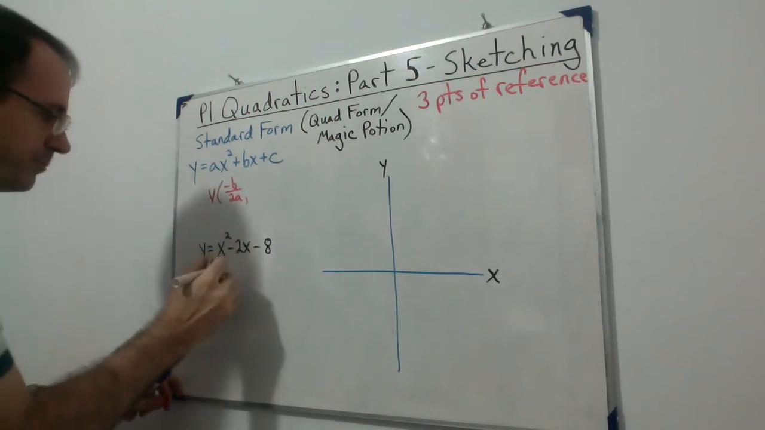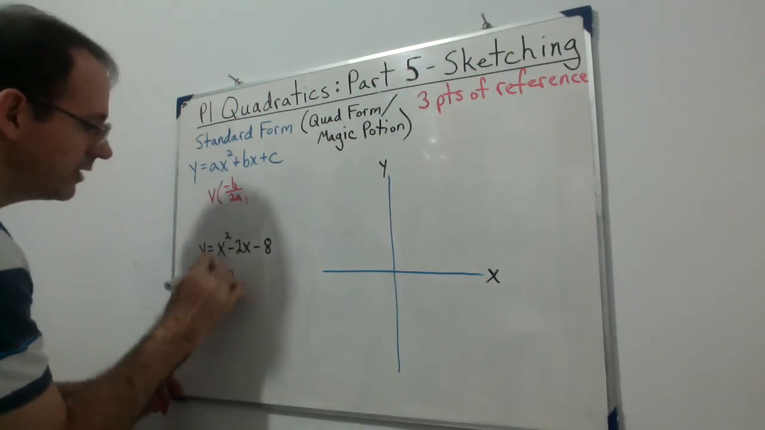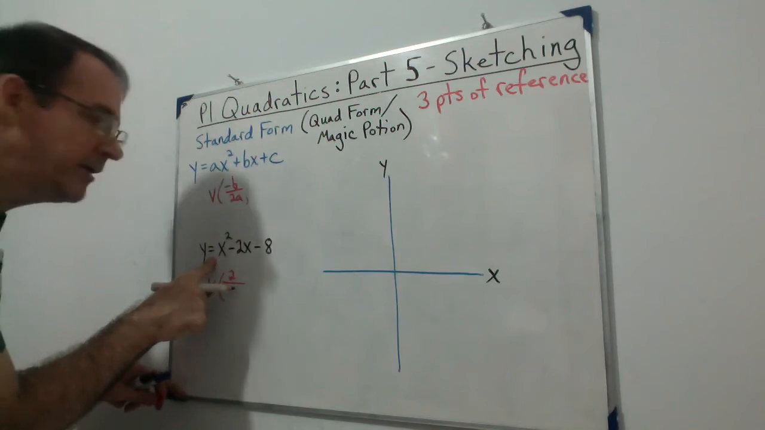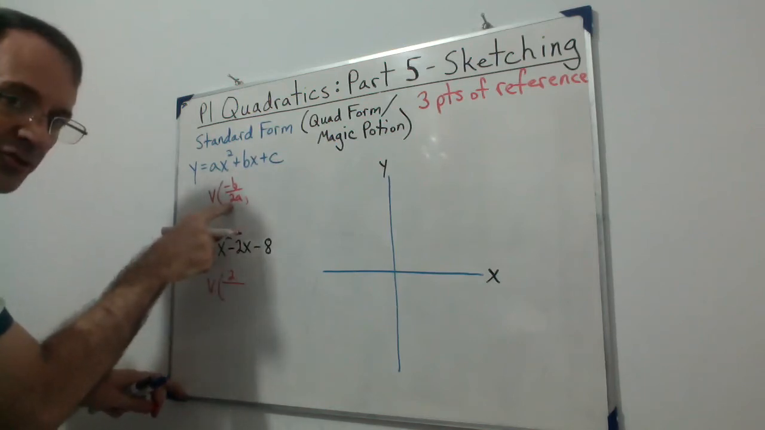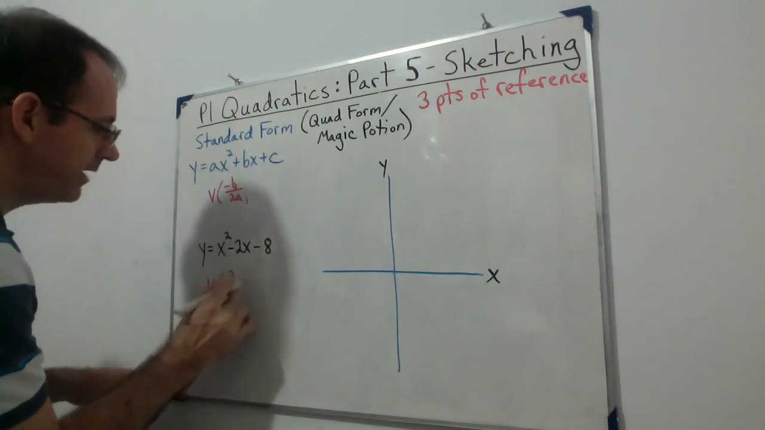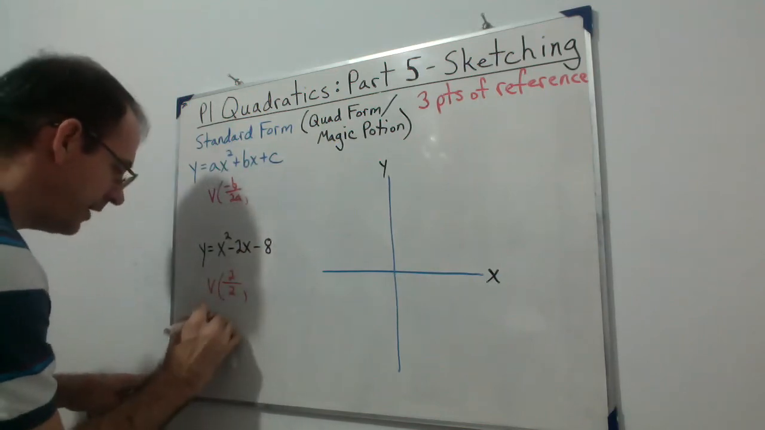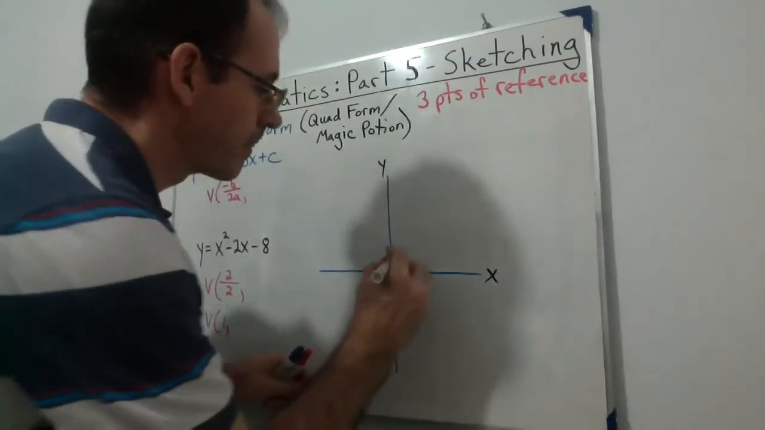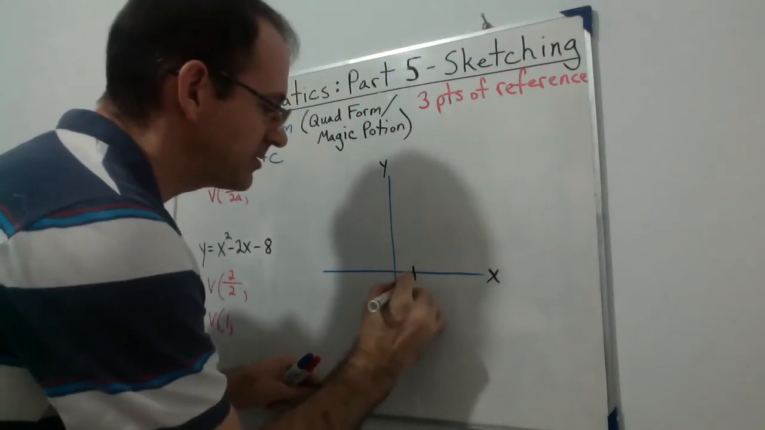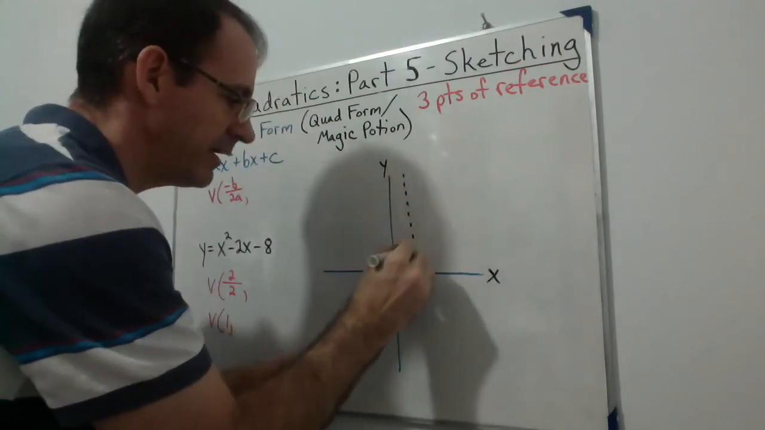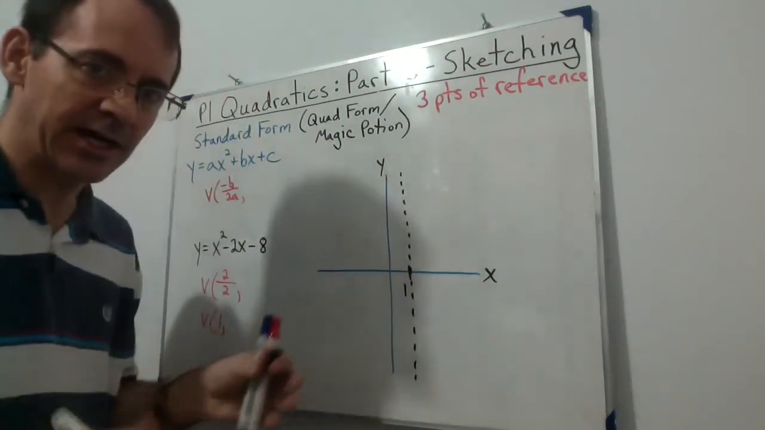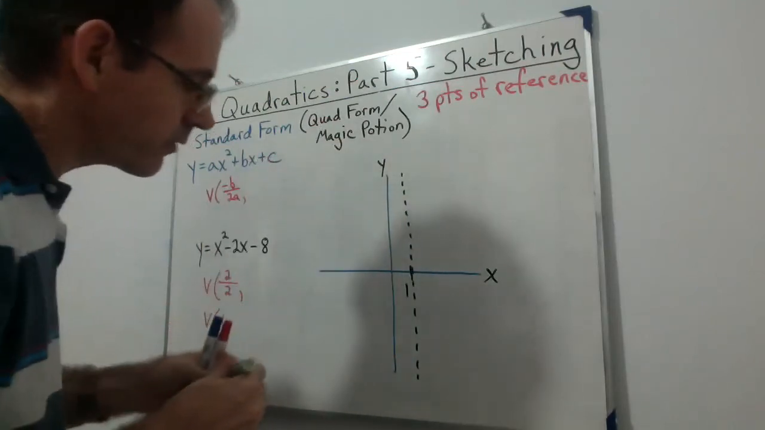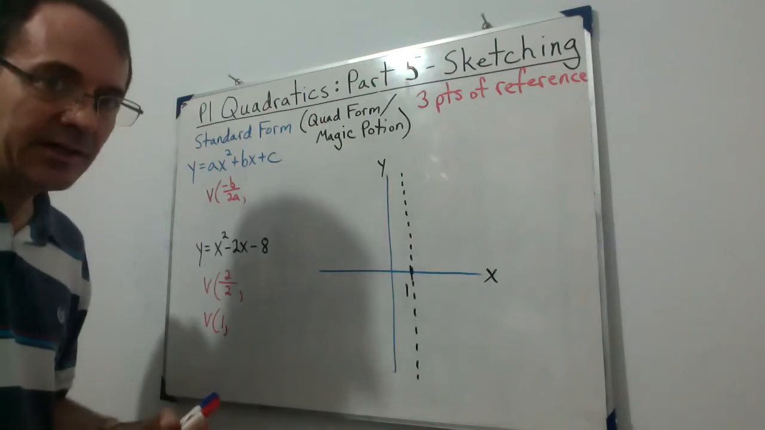It's the opposite of b, so that's a positive 2 instead of a negative 2, divided by 2a. Our a here is an understood 1, so all we need to do is divide by the 2. 2 times 1 is still 2. So divide by 2, and the x-coordinate of our vertex is at 1. That's also the axis of symmetry. Remember, your vertex is on the axis of symmetry, where your quadratic folds in half. So somewhere on here is our vertex.